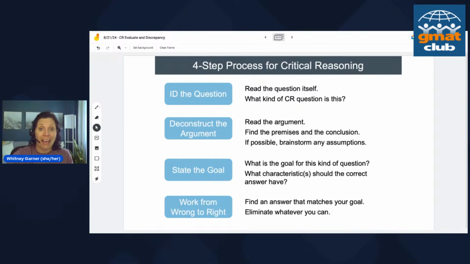My first pass is going to be to eliminate anything that feels really unrelated. I'm going to leave anything that feels complicated or that I'm unsure of. And then my second pass through the answer choices will be to make any sort of distinctions between and among whatever answer choices are left.